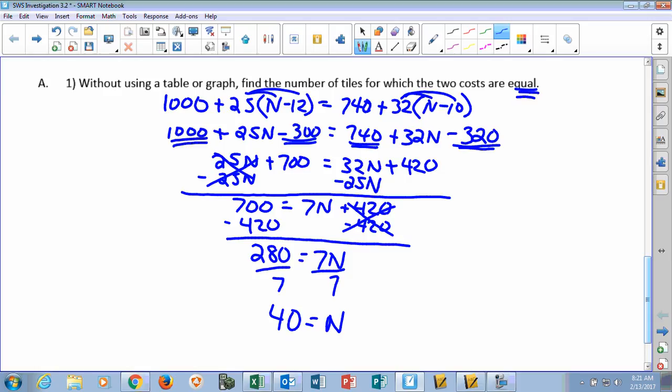So if you order 40 tiles from both companies, the costs will be the same. Okay? Before the 40, if I'm not mistaken, one company will be cheaper, and after 40, the other one becomes cheaper. You'll see if we graph it. So at 40 tiles, they're equal because we set both equations equal. That's when they share the same cost at that number. Okay? Setting the two equations equal.